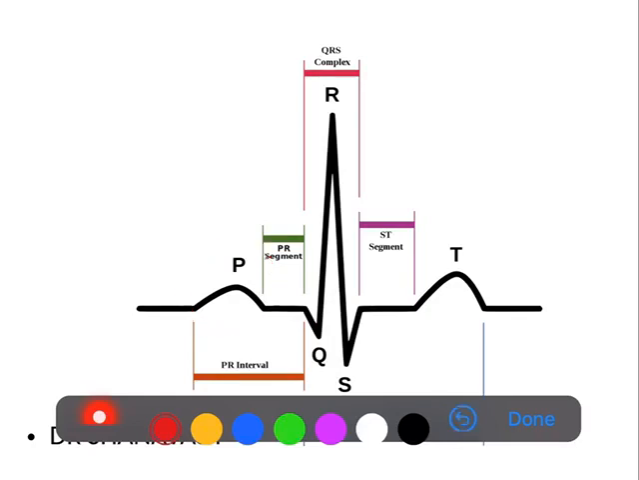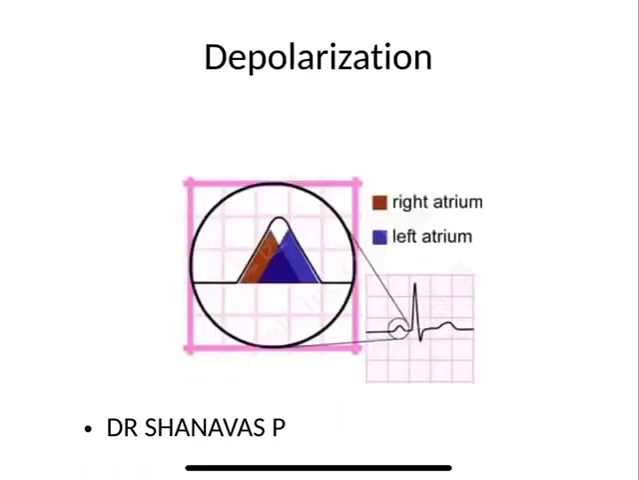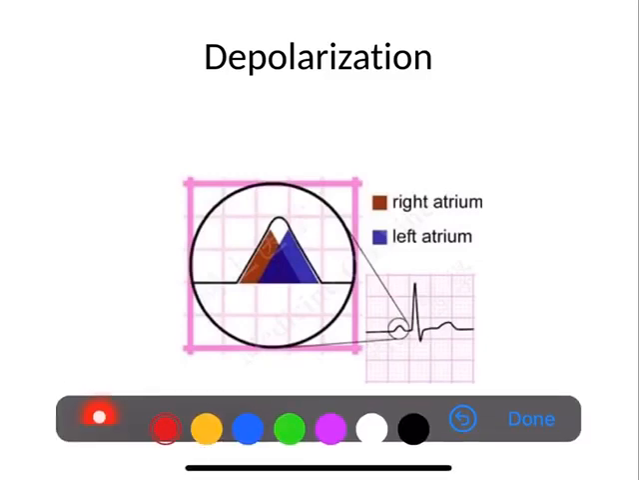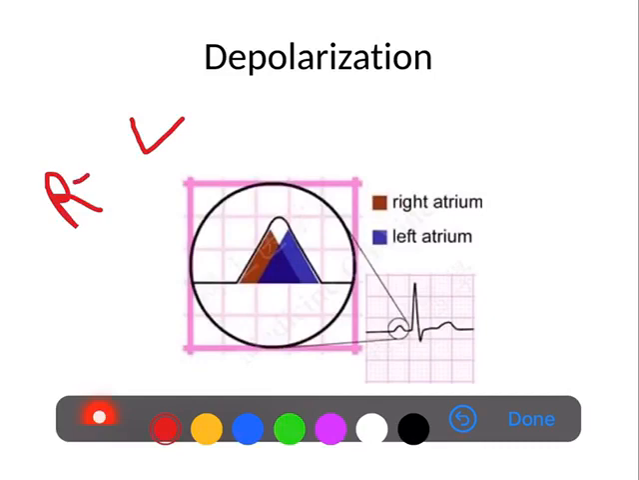And all of you know very clearly that the P wave is a result of the depolarization of the atrium. We know that there is a right atrium as well as a left atrium, and the depolarization of the atrium happens from right to left.